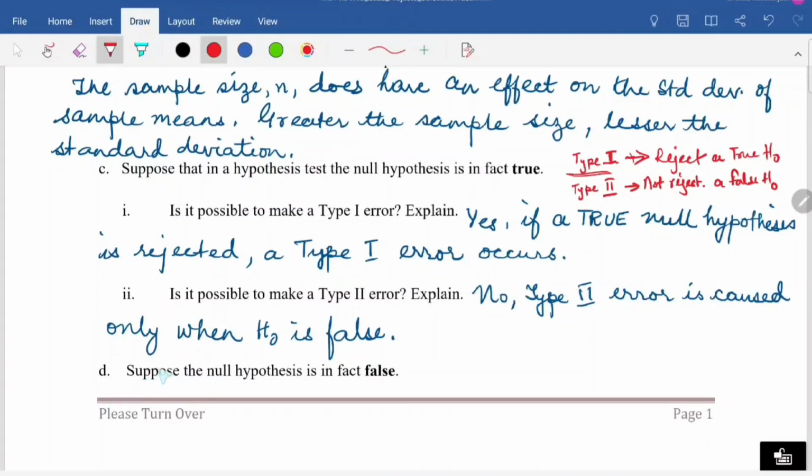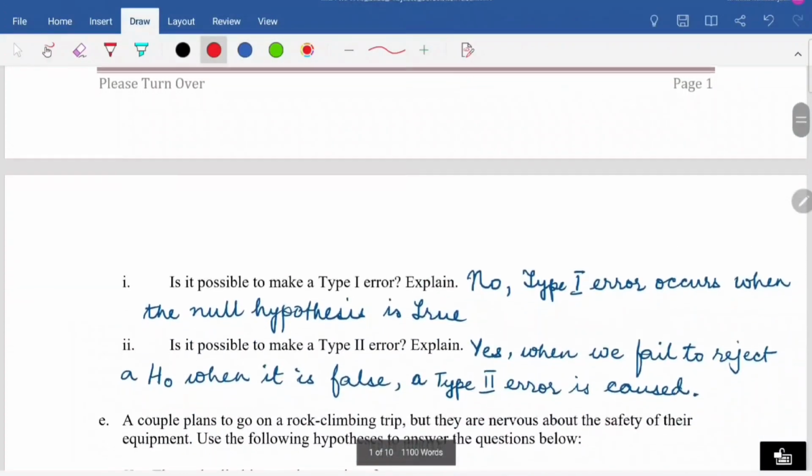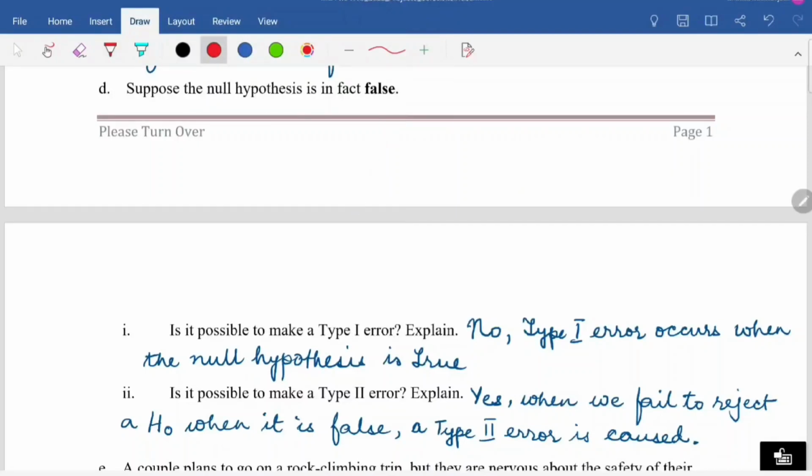The next part of the question says, suppose the null hypothesis is in fact false. If it's false, the only error that we can commit is a type 2 error. Is it possible to make a type 1 error if the null hypothesis is in fact false? No way. A type 1 error occurs when the null hypothesis is true. Is it possible to make a type 2 error? Explain. Yes. When we fail to reject a null hypothesis when it is false, a type 2 error is caused.